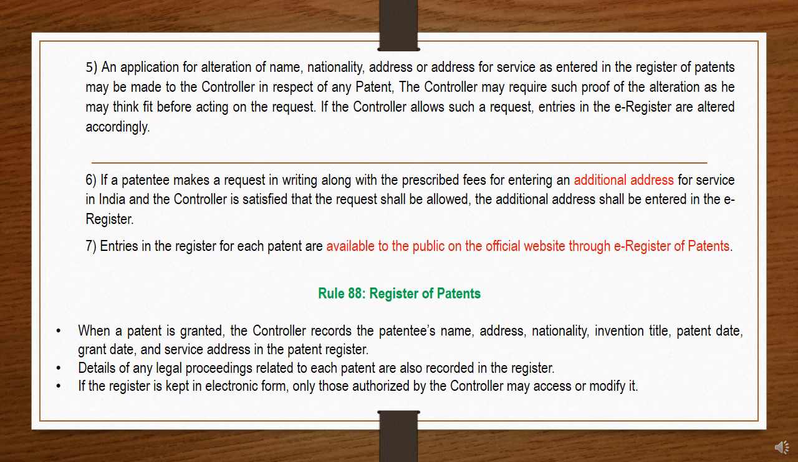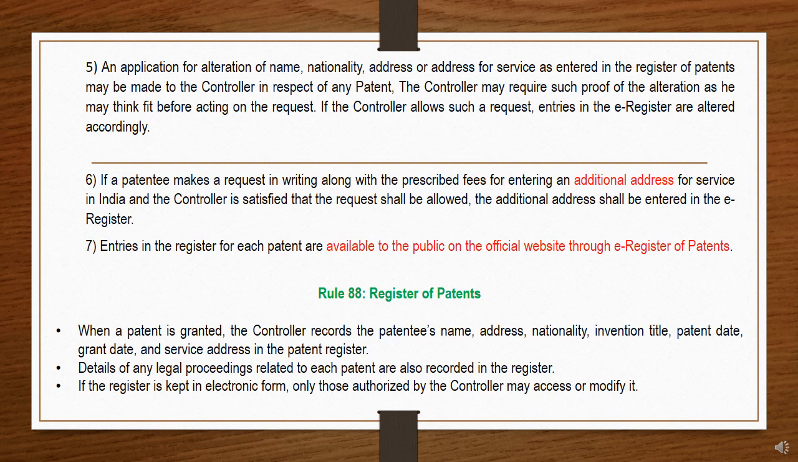And last one, seventh one is public access to patent entries. All patent entries are available for public view on the official patent website through the e-register. This system helps keep the patent information updated and accessible to the public.